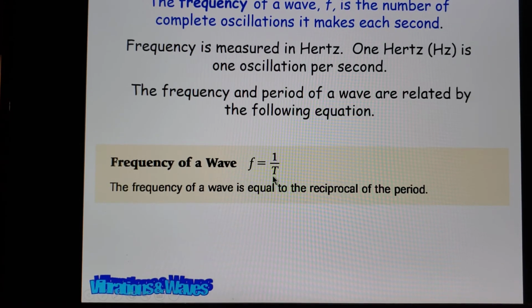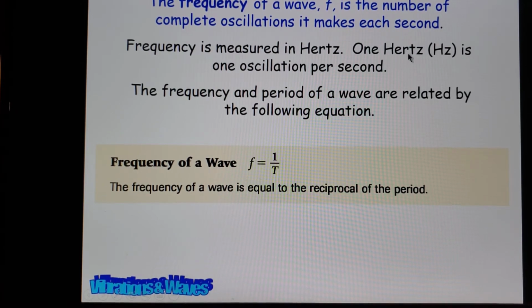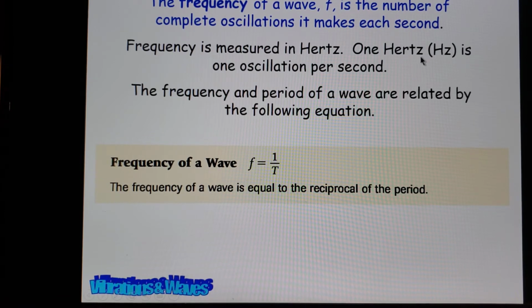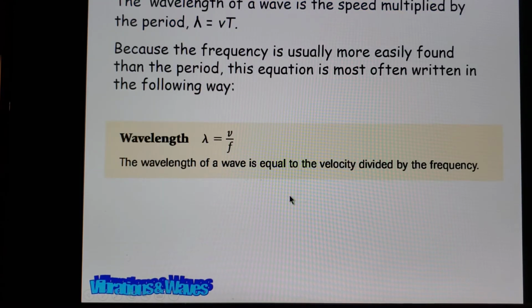The unit for frequency is hertz. It's not named after a car rental company. It's named after a German scientist who studied wave motion several hundred years ago. A hertz is 1 oscillation per second. Frequency and period of a wave are related by that: frequency equals 1 over period. These equations are all on your equation sheet.